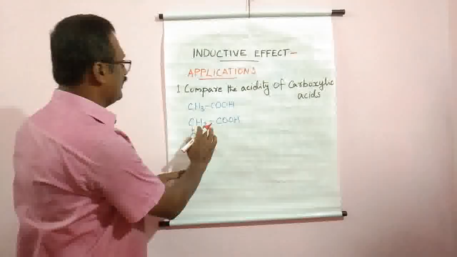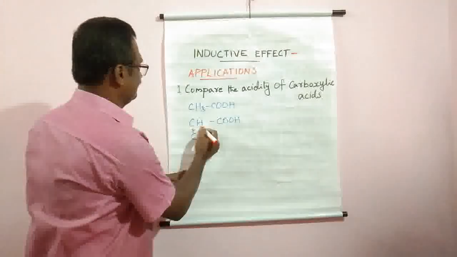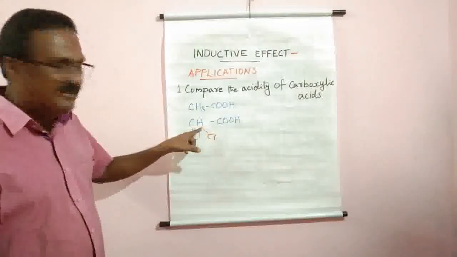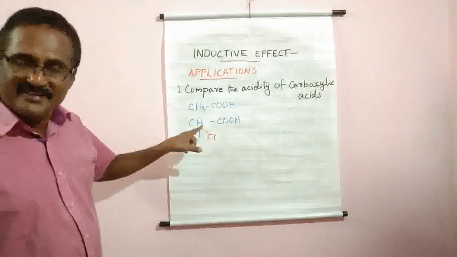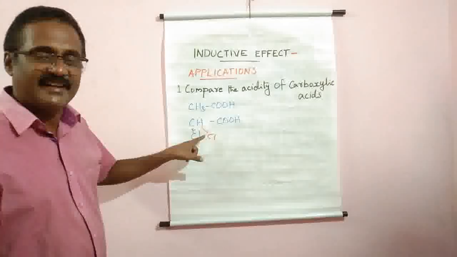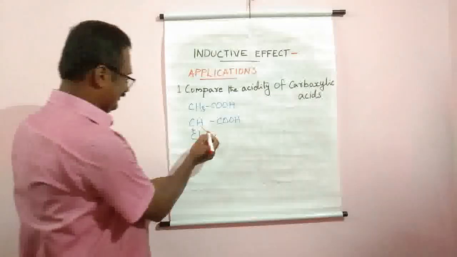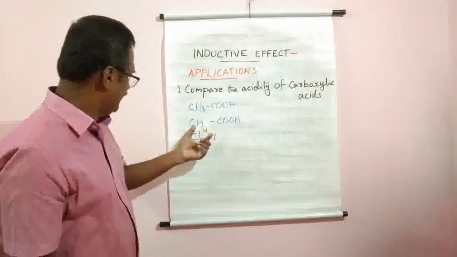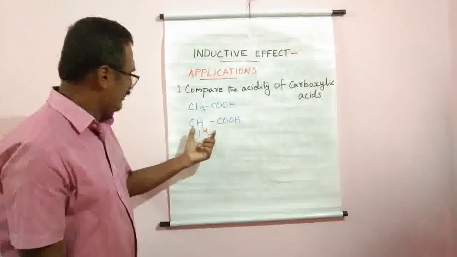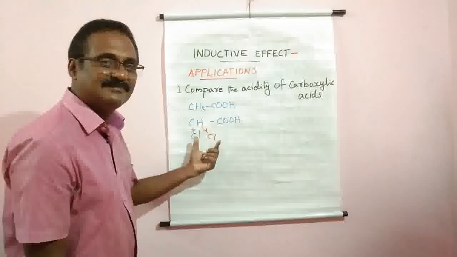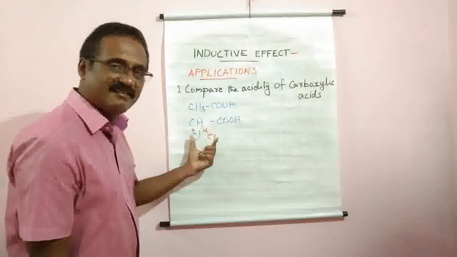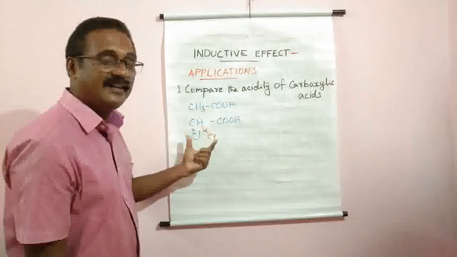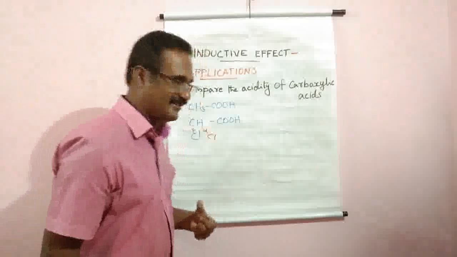Now coming to dichloroacetic acid. Okay? Which is more acidic? Chloroacetic acid or dichloroacetic acid? In dichloroacetic acid, we have two chlorine atoms. Both are electron withdrawing. Withdraw the electron density at a higher rate. Okay? Both are having minus I effect. Therefore, dichloroacetic acid is more acidic than chloroacetic acid.